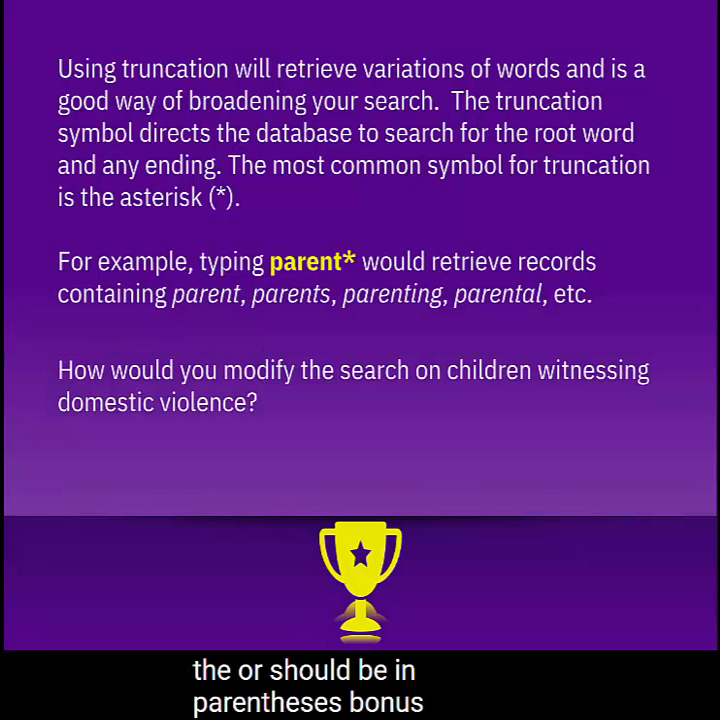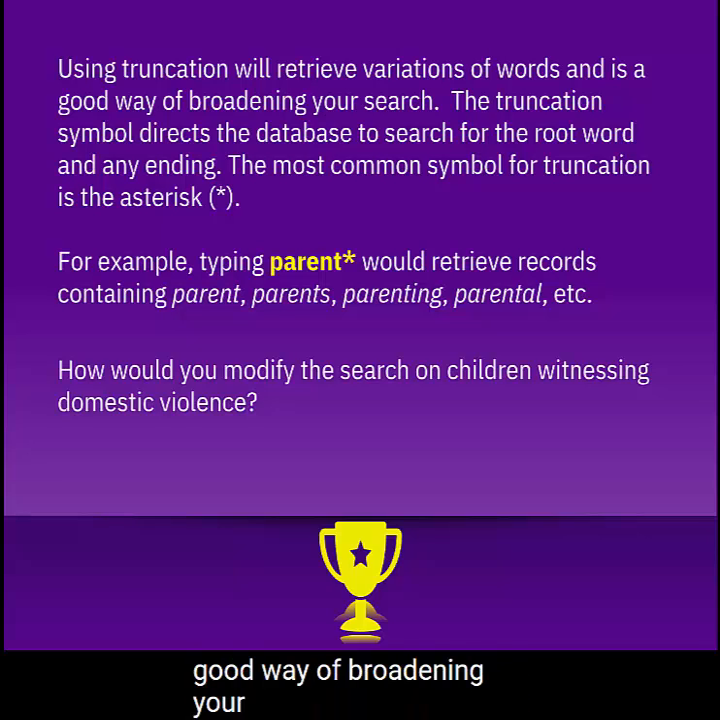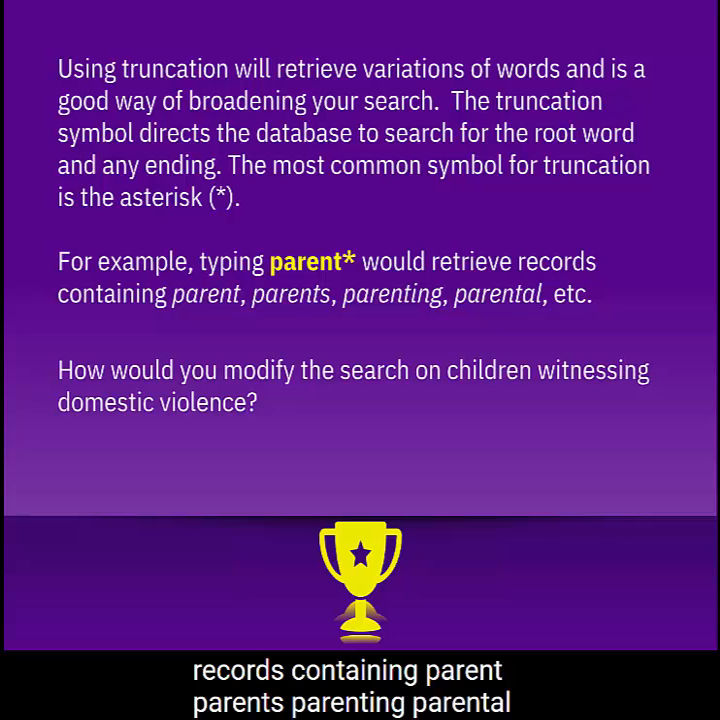Bonus! Using truncation will retrieve variations of words and is a good way of broadening your search. The truncation symbol directs the database to search for the root word by any ending. The most common symbol for truncation is the asterisk. For example, typing parent asterisk would retrieve records containing parent, parents, parenting, parental, etc.